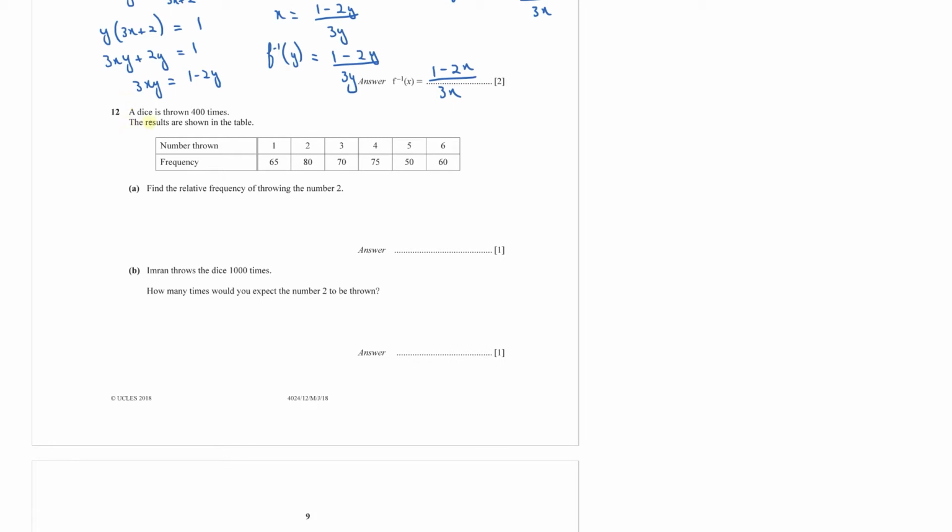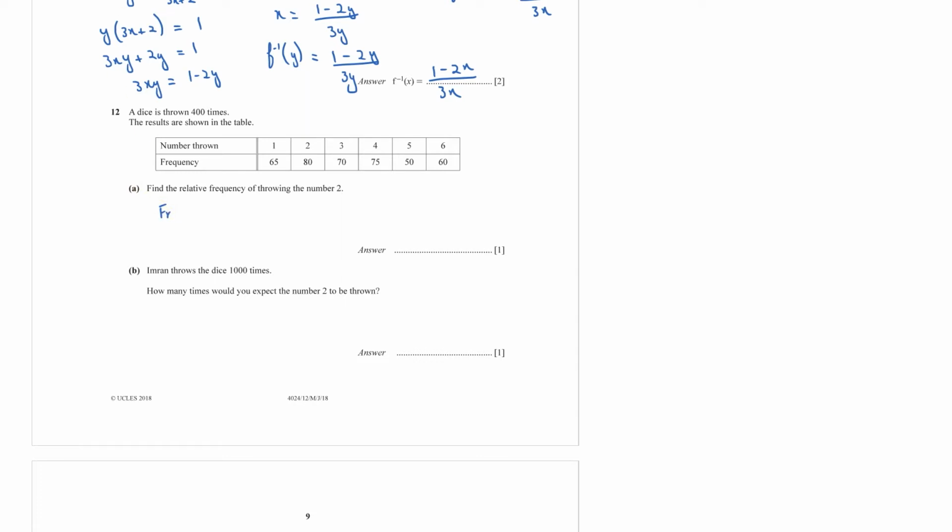Question 12: a dice is thrown 400 times. The results are shown in the table. So you have the number thrown and their frequencies. Find the relative frequency of throwing the number 2. So this is basically the fractional number.